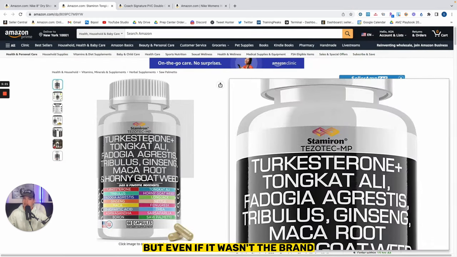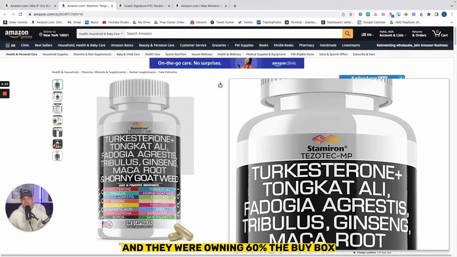But even if it wasn't the brand and they were owning 60% of the buy box, well, 60% is enough to skew our velocity estimate significantly. So that's something we ought to be accounting for in our sales forecasting metrics, things like that.